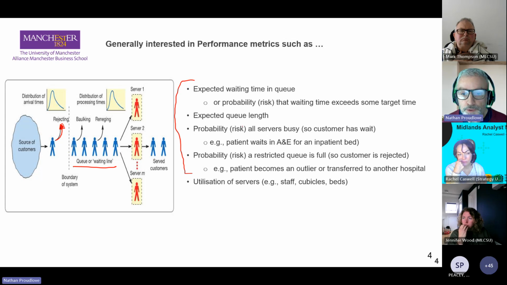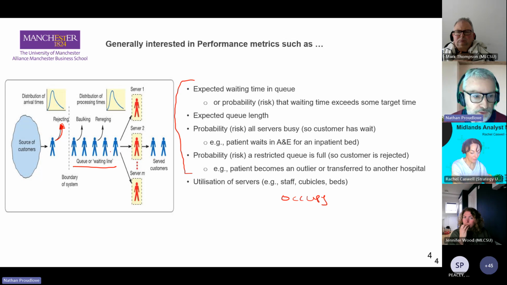So we think about those sorts of metrics that the maths will give us pretty quickly. And then from the organization's point of view, we might be thinking about how busy are the servers. So we might be, in beds terms, thinking about occupancy. So we're interested in metrics like that.